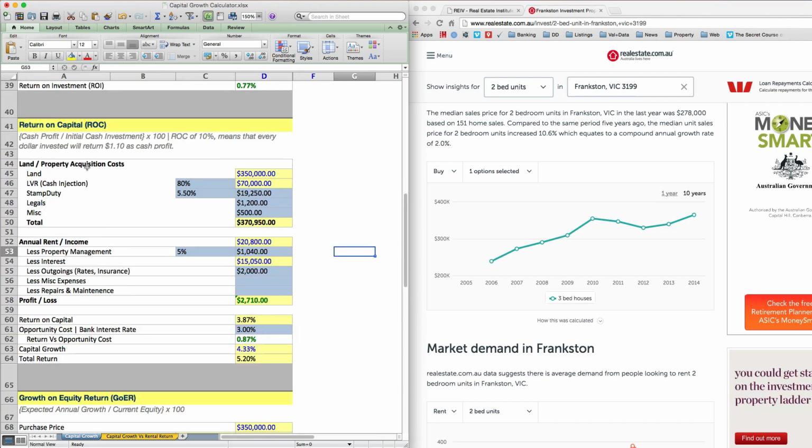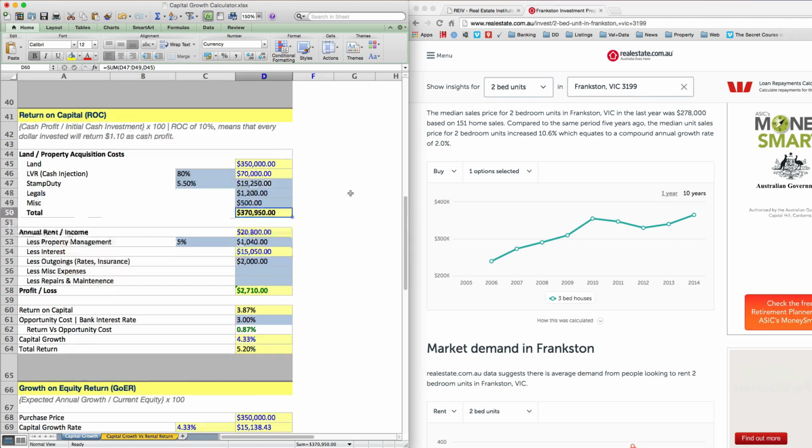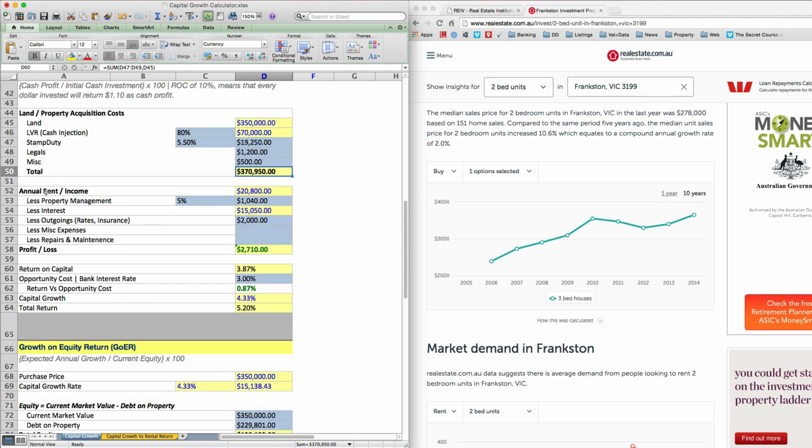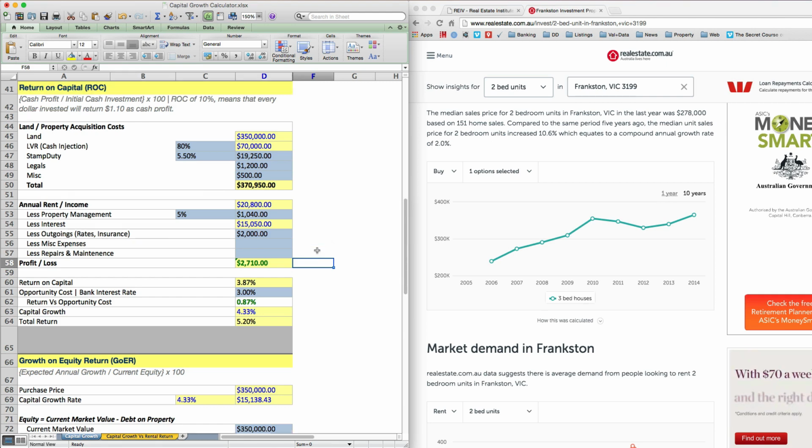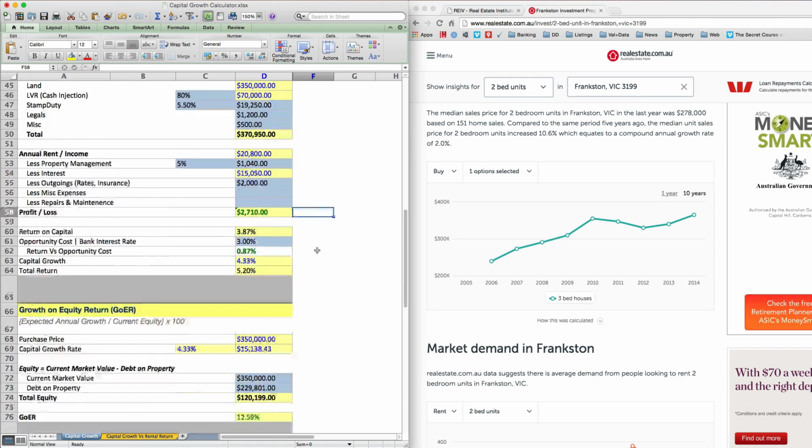So you've got land property acquisition cost $350,000. Then you've got the $70,000 cash injection, which was your equity contribution. Then you had stamp duty, legals, miscellaneous. So the total acquisition cost is $370,000 something. Then you've got annual rental income, less property management, less interest, less outgoings, and it turns out that it's going to be $2,710 positive.